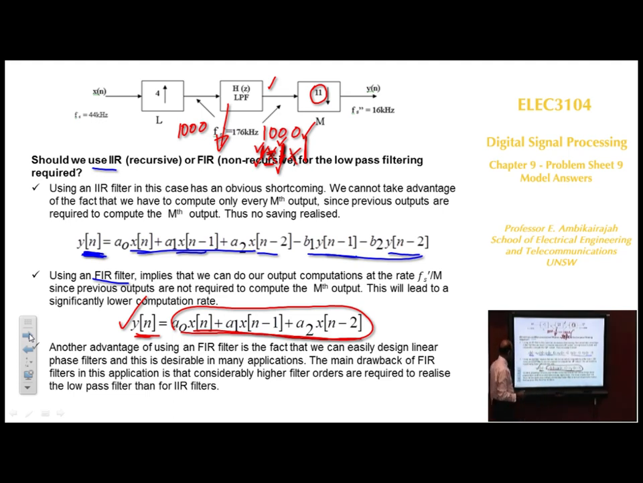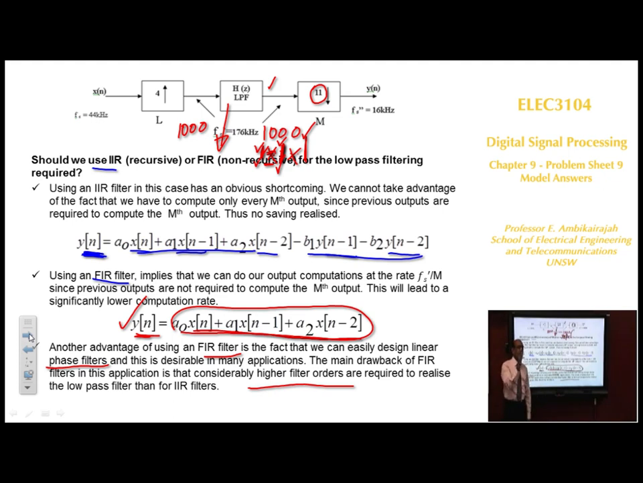Okay. Another reason for the FIR filter is that a linear phase filter can be designed very easily. That is one of the attractions of the FIR filter. But having said that, an FIR filter needs a larger number of coefficients. That's one of the drawbacks: higher filter orders are required compared to an IIR filter. So you need to compromise.